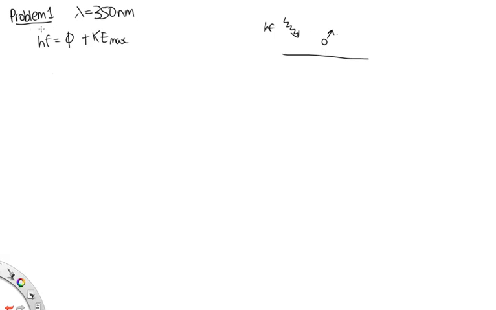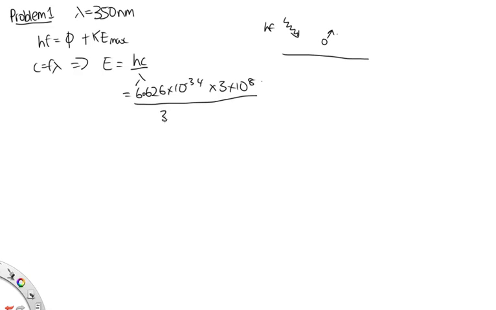So what we need to do first of all is work out what energy this incoming photon has. We have its wavelength, so we can use that to work out its energy. We know that c is equal to f lambda because it's a wave with velocity c, and so this tells us that the energy is equal to hc over lambda, which is equal to 6.626 times 10 to the minus 34 times 3 times 10 to the 8 over lambda, which is 350 times 10 to the minus 9, and so the energy is equal to 5.68 times 10 to the minus 19 joules.